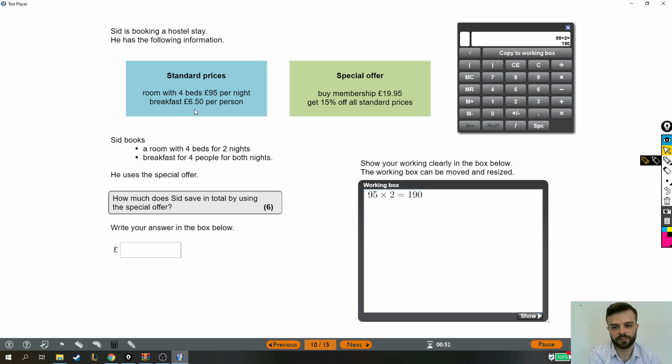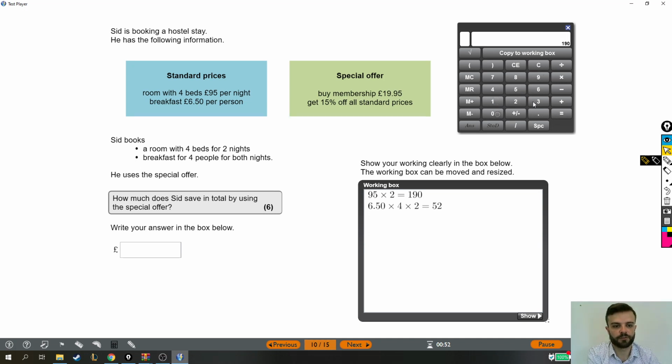He then gets breakfast at £6.50 per person. Now it's per person and there are 4 people, breakfast for 4 people. So we're going to need that 4 times, but it's also for both nights. So we need that whole thing twice, so we can times by 2 again, all in one go. So all the breakfasts are going to cost £52. So again, just why we did that is £6.50 for breakfast per person. There are 4 people and all 4 of them are going to need it for 2 nights. So we times them all together to get 52.